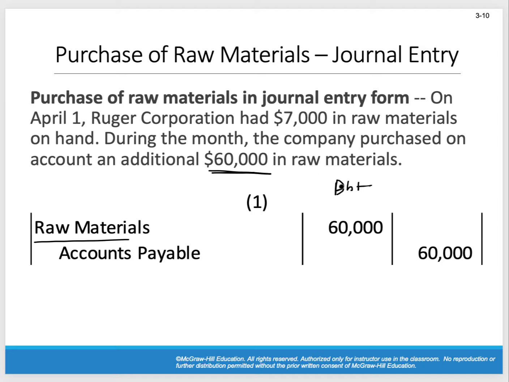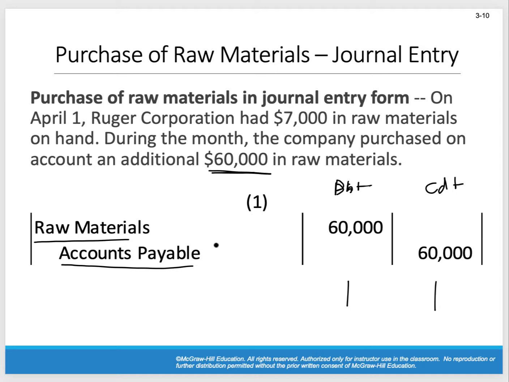It's supposed to be a debit, and this is our credit. Now they said that it's accounts payable. That just means that we bought something on account. Remember, when you do a journal entry, debits and credits always have to equal. So this column has to equal this column for each transaction.